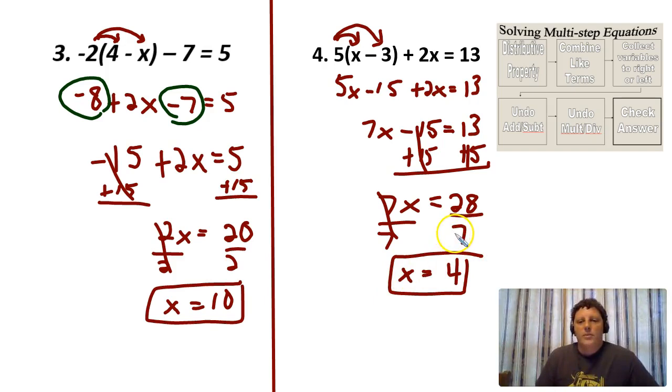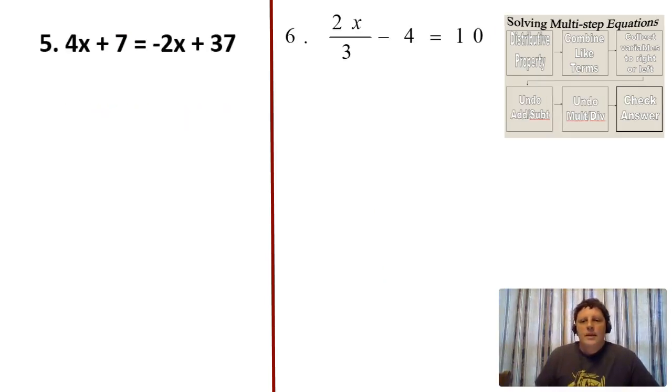You'll find that often the last step is to divide. Sometimes you'll multiply, but usually you're going to end up dividing because you're going to have a coefficient in front of a variable and you're going to have to get rid of it by dividing. Got 2 more examples for you.